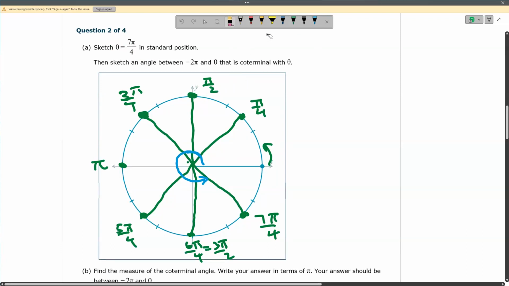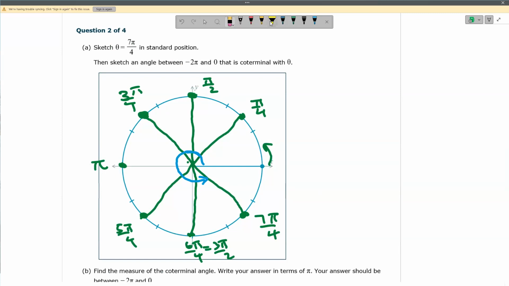Okay. Now notice the terminal side is this side. Your initial side is always this, the positive x-axis. So that's how we sweep out the angle of 7 pi over 4. Now, in order to get the coterminal angle that is between negative 2 pi and 0, this time is the negative angle. So you just go the opposite direction. Instead of rotating counterclockwise, we rotate clockwise, right?